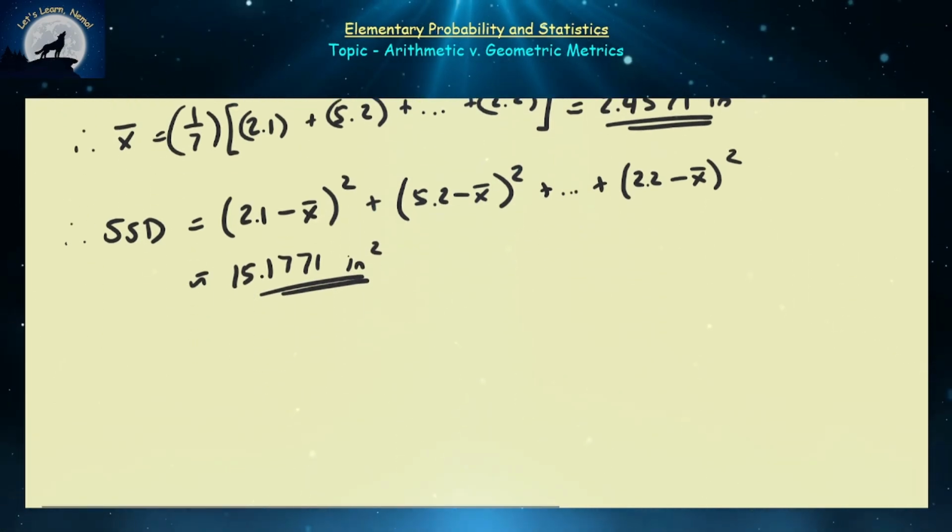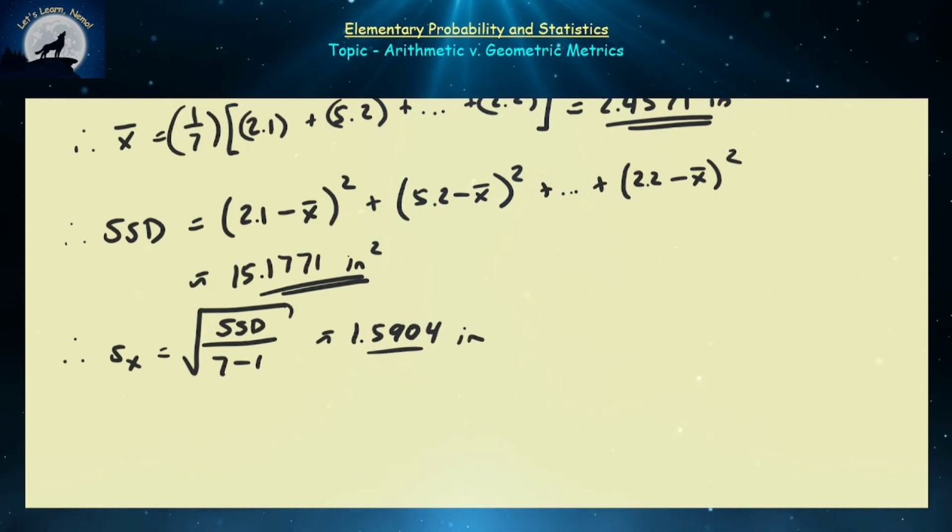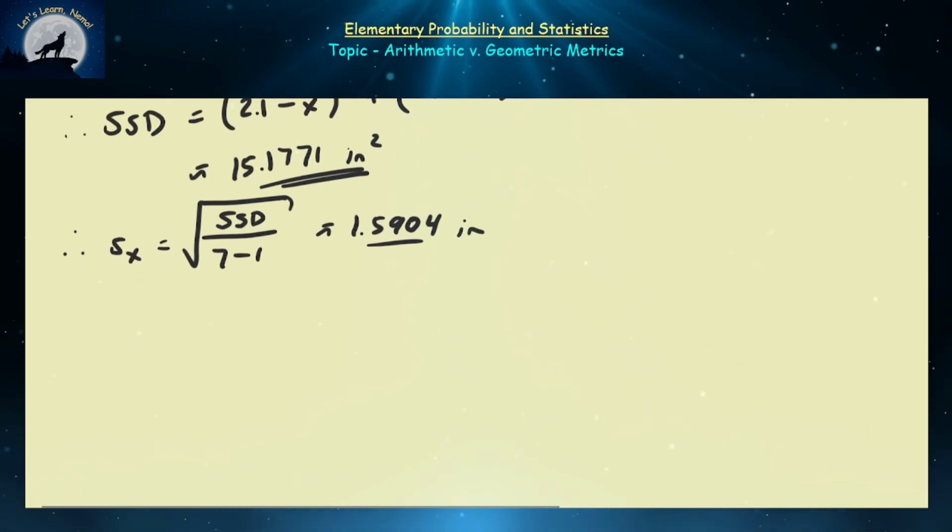And then once you have the sum of squared differences for your data set, then you can find the standard deviation for the data set by doing the square root of the sum of squared differences divided by n minus 1, which is going to be 7 minus 1, and that's going to come out to approximately 1.5904 inches, original unit. Right, so that's how you calculate the arithmetic mean and the arithmetic standard deviation.